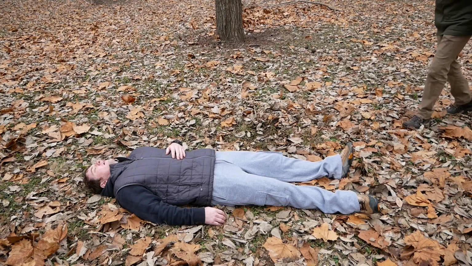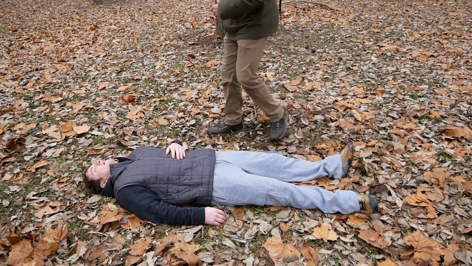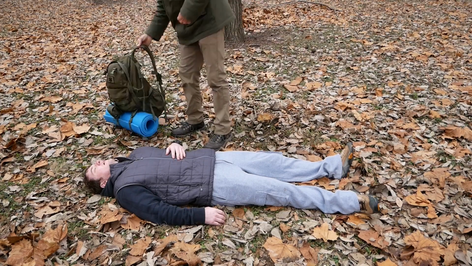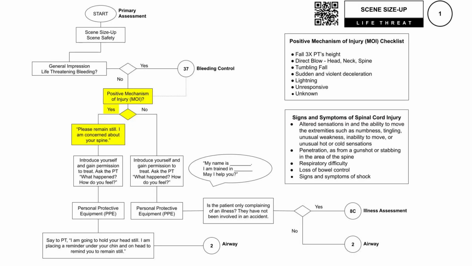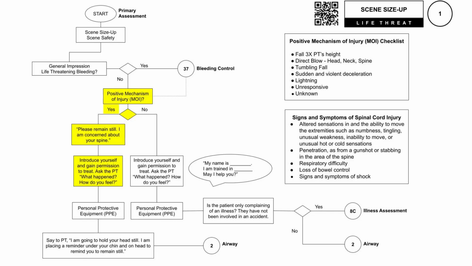First, approach the patient from a direction where they can see you without moving their head, while saying at the same time, "Keep your head still. I'm concerned about your spine." Introduce yourself to the patient, stating your qualifications and seeking their permission for assistance. For instance, in my case, I would say, "Hello, my name is Jeff. I'm certified in wilderness first aid.